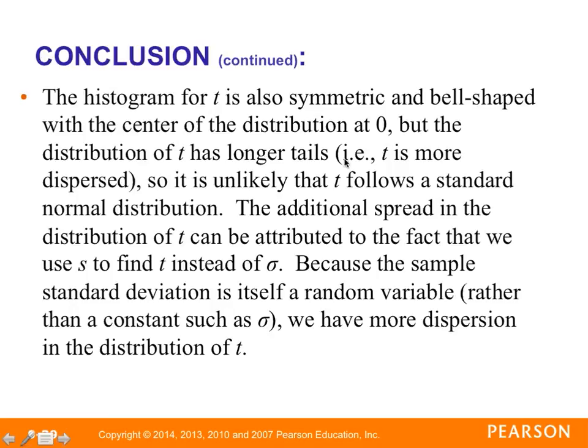The additional spread in the distribution, though, can be attributed to the fact that we're using S to find T instead of sigma. So we're using the sample standard deviation instead of our population standard deviation simply because we don't know our population standard deviation. And because the sample standard deviation is itself a random variable, so it's not a constant, we have more dispersion in the distribution of T.